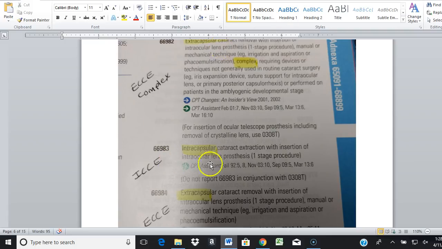And so these are both for extracapsular cataract extractions. If we are doing an intracapsular cataract extraction, it's an ICCE, and we use code 66983. So I always want to make sure that we are careful. Is it an ECCE or is it an ICCE?